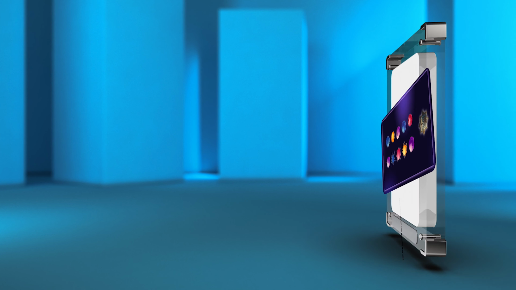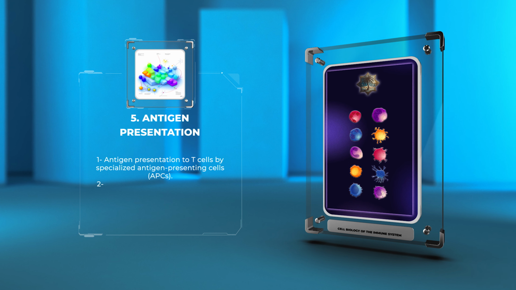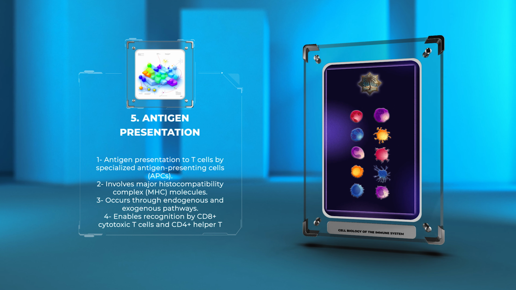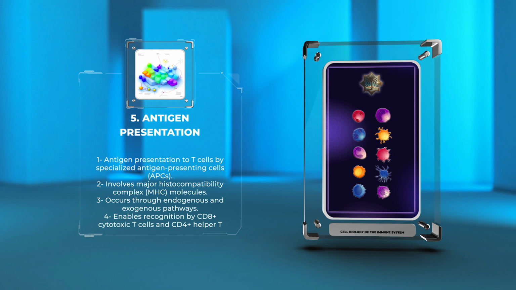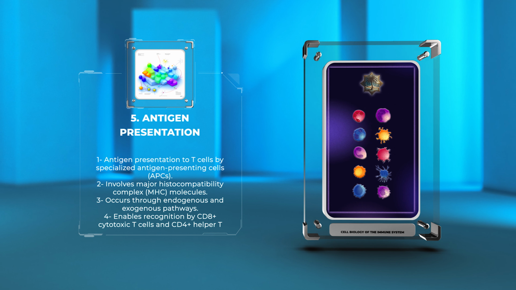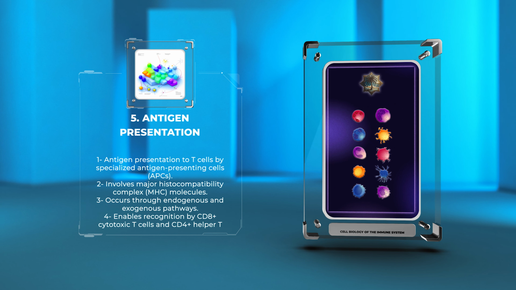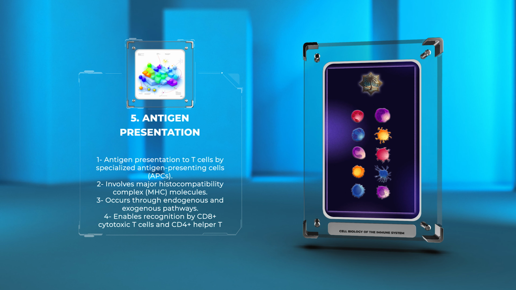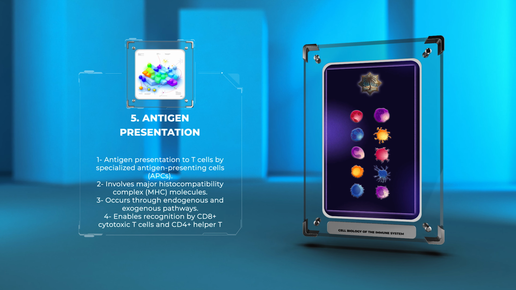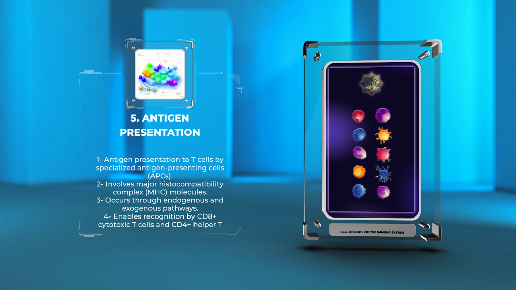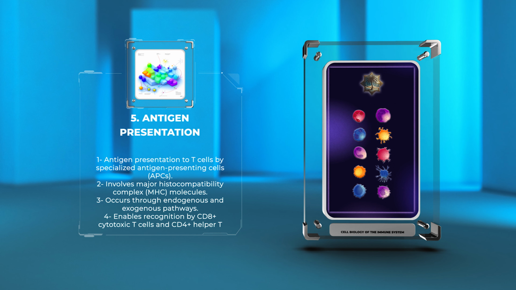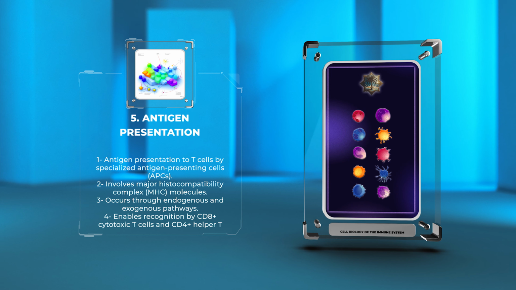To initiate adaptive immune responses, antigens must be presented to T cells by specialized antigen-presenting cells, APCs. This process involves the presentation of antigenic peptides on major histocompatibility complex, MHC, molecules. Antigen processing and presentation occur through both the endogenous and exogenous pathways, enabling recognition by CD8+ cytotoxic T cells and CD4+ helper T cells, respectively.